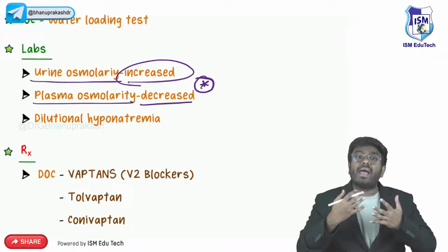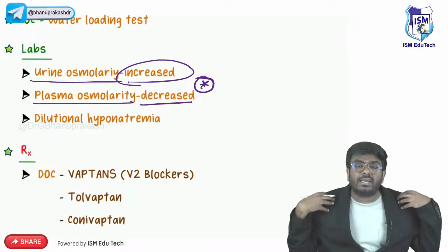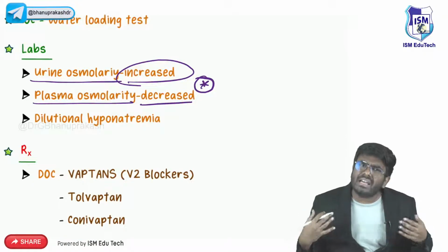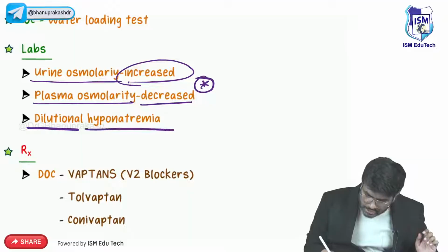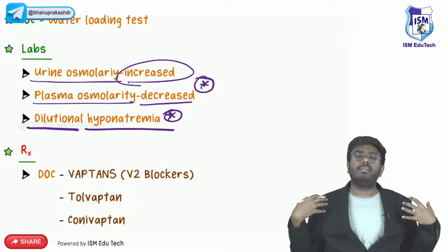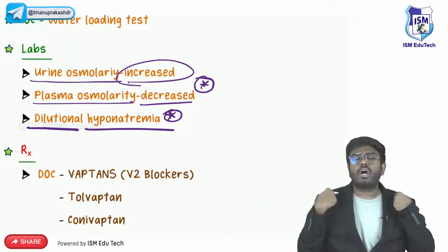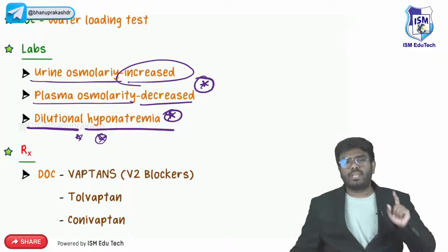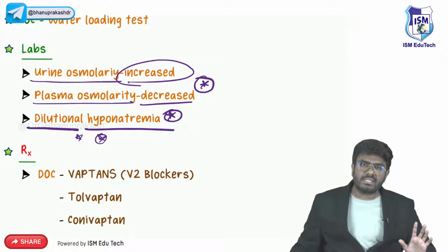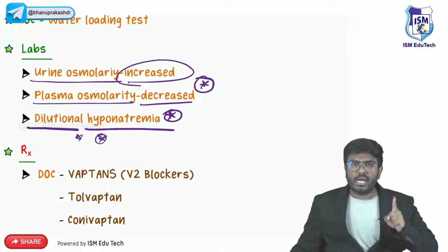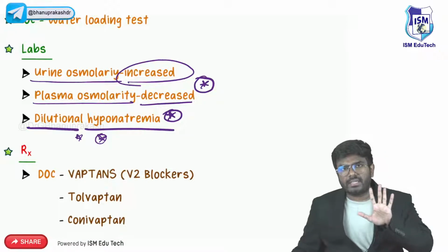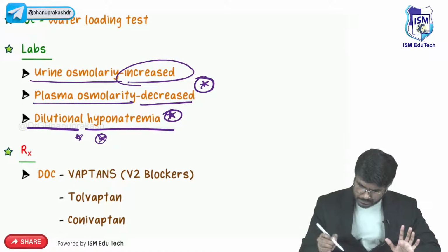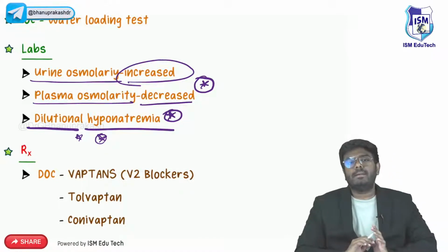And as more and more water is being reabsorbed into the body, what happened to the salts in our body? They are diluted. So there is dilutional hyponatremia. Now my blood is getting diluted away. The salts in my blood are getting diluted away. So there is dilutional hyponatremia. The important point which I want you to know for your exam is, in SIADH, urine osmolarity increases, plasma osmolarity decreases, and there is dilutional hyponatremia. Done. Enough.